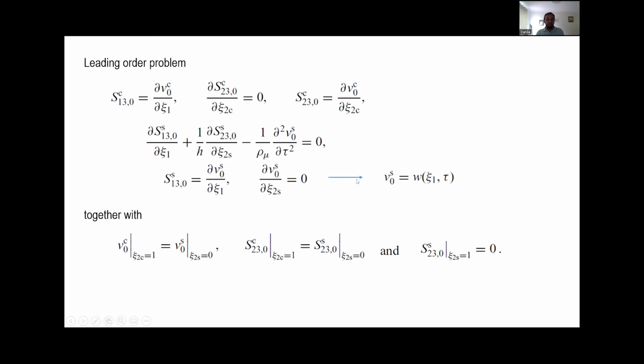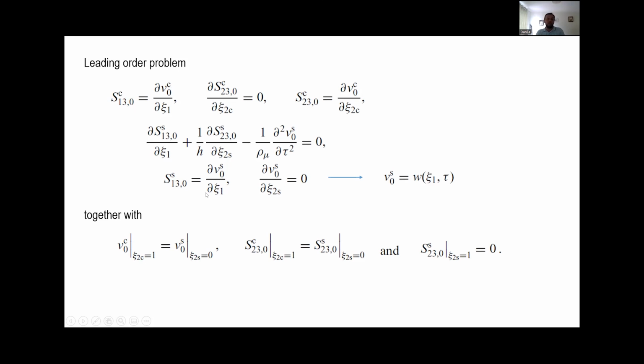So for example, knowing that, we can also look at the other displacements. So we have this condition here, and we also have that condition there, and also this is another ratio here. So combining this together, we will be able to find the solution for V naught C, which will turn out to be a linear function. And then using that, we can certainly find this S quantity, say S23C.